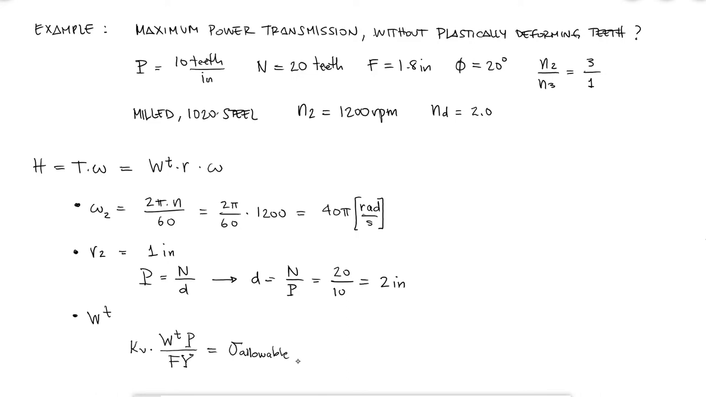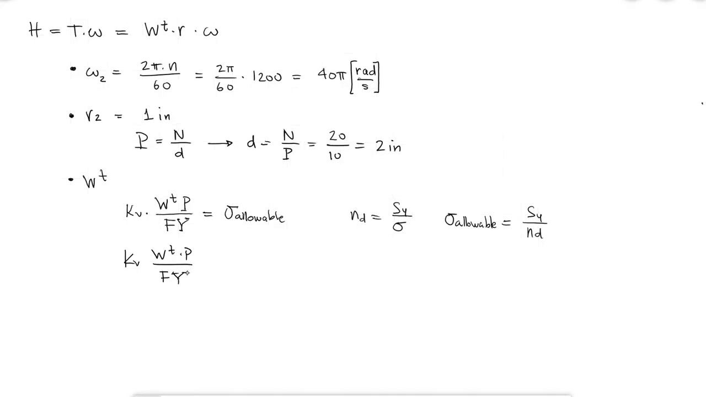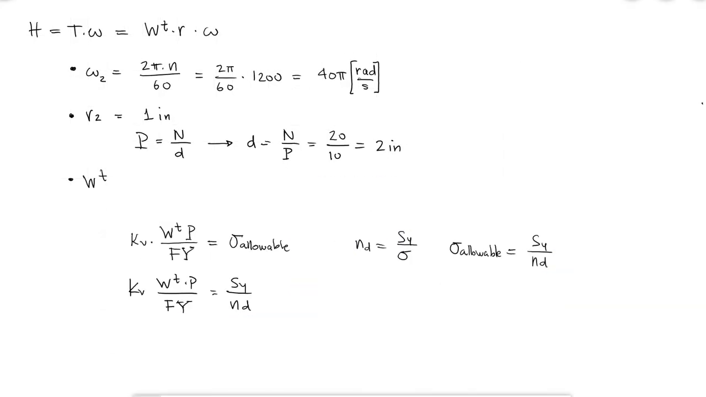If the factor of safety or design factor is the strength over the stress, then the maximum allowable stress is the yield strength over the design factor. From this, we know that the maximum tangential force that can go into the gear without causing plastic deformation is the W_T that you can solve for from this equation.